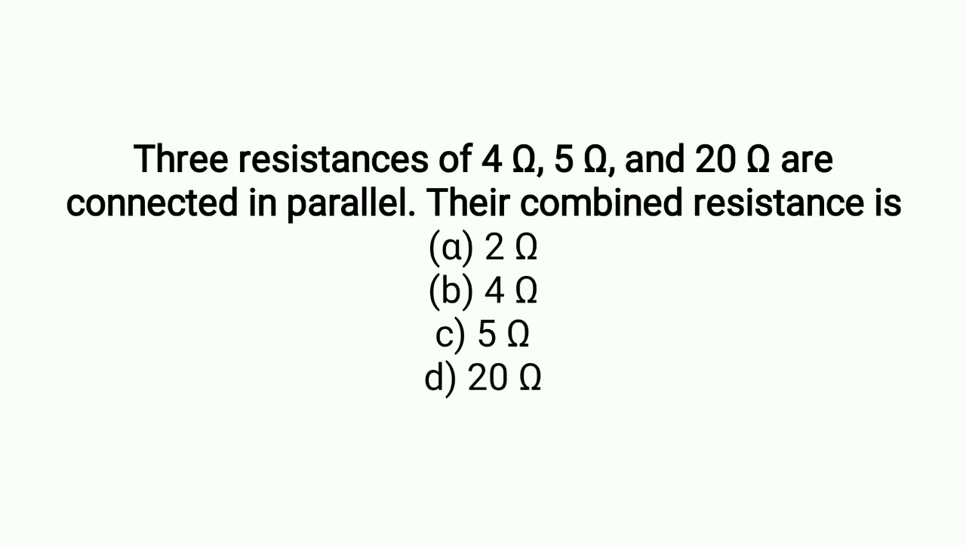Next question. Three resistances of 4 ohm, 5 ohm and 20 ohm are connected in parallel. Their combined resistance is option A 2 ohm, option B 4 ohm, option C 5 ohm, option D 20 ohm. When these resistances are connected in parallel, the combined resistance, after simplifying, is 2 ohm. Use the formula 1 by R equivalent is equal to 1 by R1 plus 1 by R2 plus 1 by R3. Substitute the values, simplify, and you will get the answer 2 ohm.